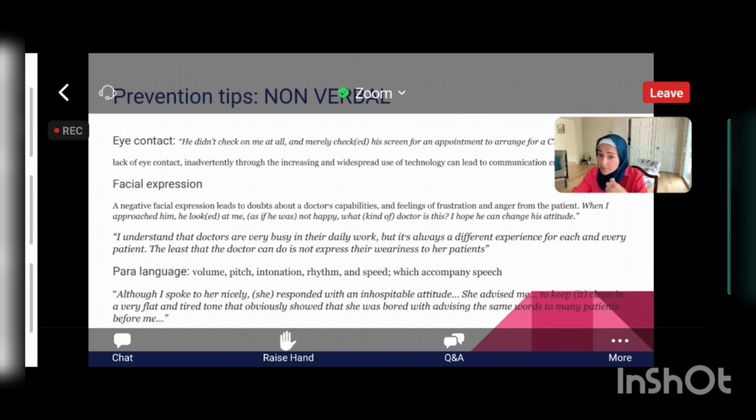Facial expression. A negative facial expression leads to doubts about a doctor's capability and a feeling of frustration and anger from the patient. For example, a patient said, when I approached him, he looked at me as if he was not happy. What kind of doctor is this? I hope he can change his attitude.